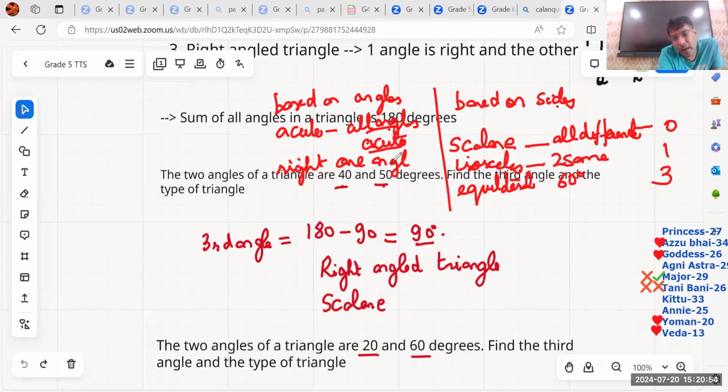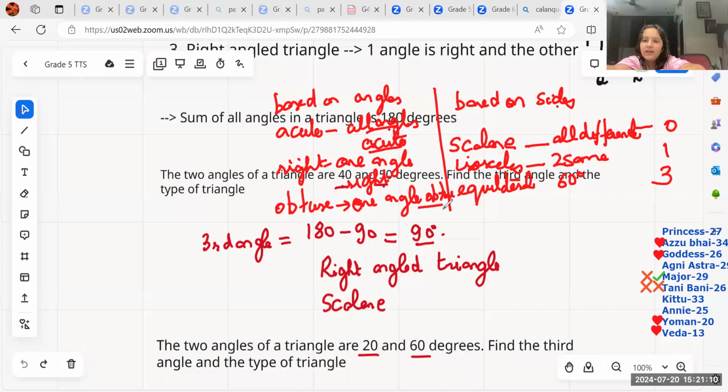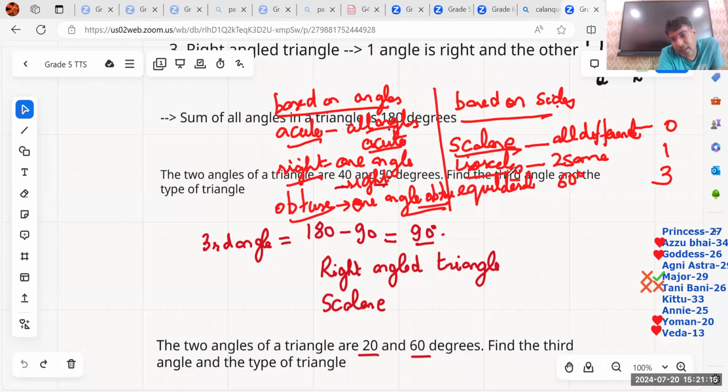Very good. If you ask, I like kids who ask doubts from me. Right angle triangle, one angle right. Obtuse angle triangle, one angle obtuse. Understood, Aganya? Yes, sir. So based on angles: acute, right, obtuse. Based on sides: scalene, isosceles, equilateral.